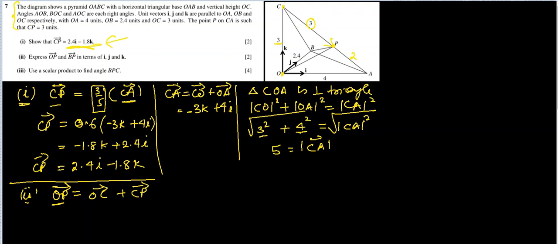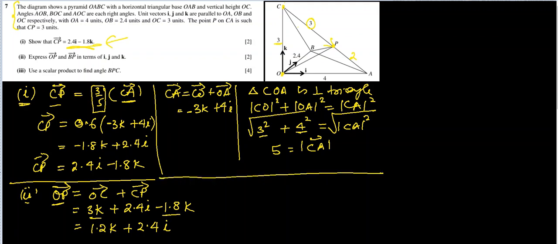And OC, we know OC is positive 3K, and CP we just found out in part 1, 2.4I minus 1.8K. So it will be 3 minus 1.8, 1.2K plus 2.4I. That's OP. Second, they are asking BP.